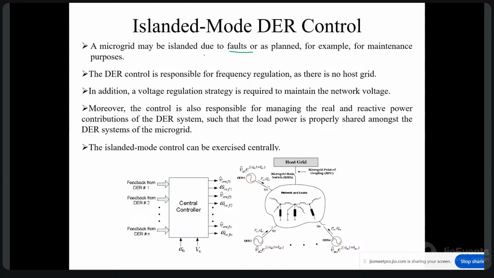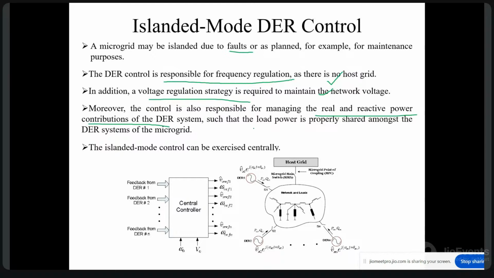The microgrid itself has to define the voltage and the frequency, and it is responsible for maintaining them within the microgrid. Because there is no host grid, the microgrid is responsible for maintaining the frequency. In addition, it has to regulate the voltage. In order to maintain the voltage and the frequency, it has to manage the real and reactive powers of different sources in the microgrid.